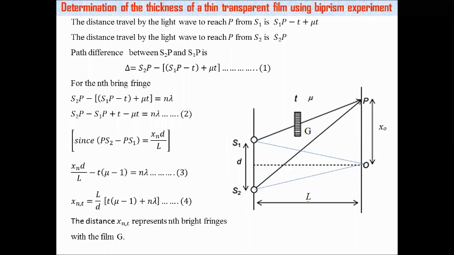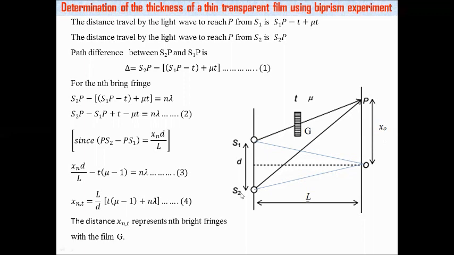If a thin transparent sheet is introduced in the path of one of the interfering beams, then the fringe system gets displaced towards the beam in whose path the sheet is introduced. By measuring the amount of displacement, the thickness of the sheet can be determined.